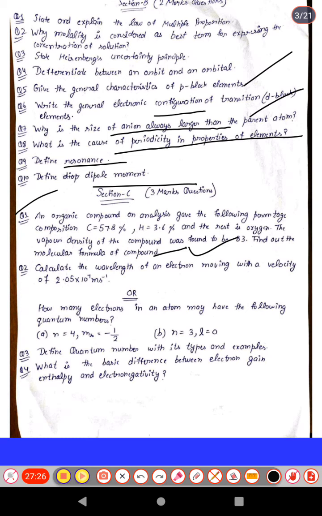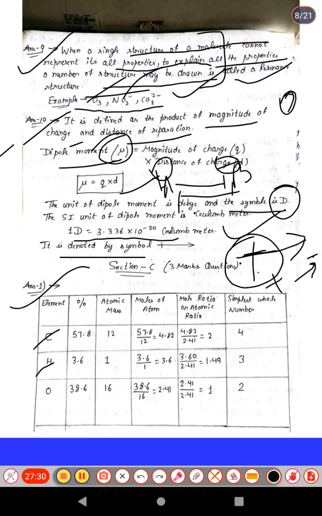The answer is here. The elements carbon, hydrogen and oxygen have percentages 57.8, 3.6 and 38.6, after subtraction from 100, that is the oxygen value. Atomic mass of carbon is 12, hydrogen is 1 and oxygen is 16. So moles of atom can be calculated here, the percentage divided by the atomic mass will give the moles of atom, that is 4.82, 3.6 and 2.41. Next calculate the molar ratio. Mole ratio can be calculated by dividing by the lowest value: 4.82 divided by 2.41, next 3.60 also divided, to calculate the value.